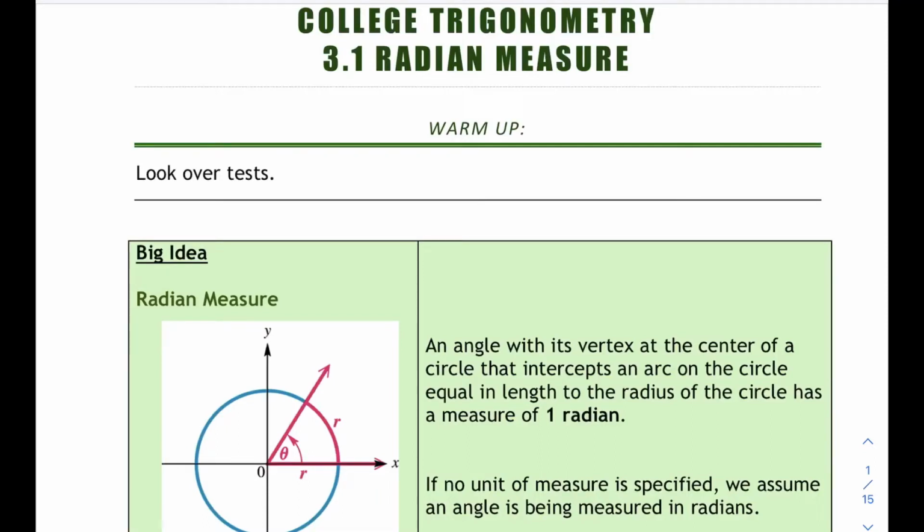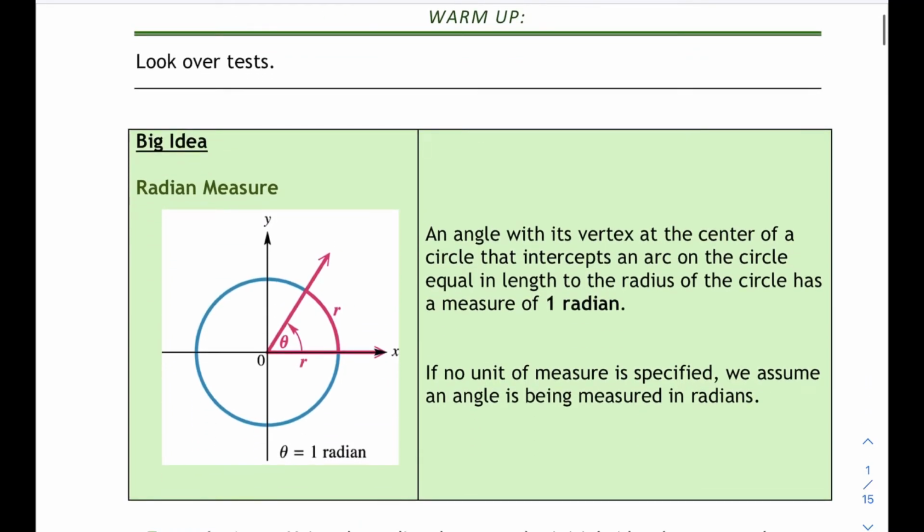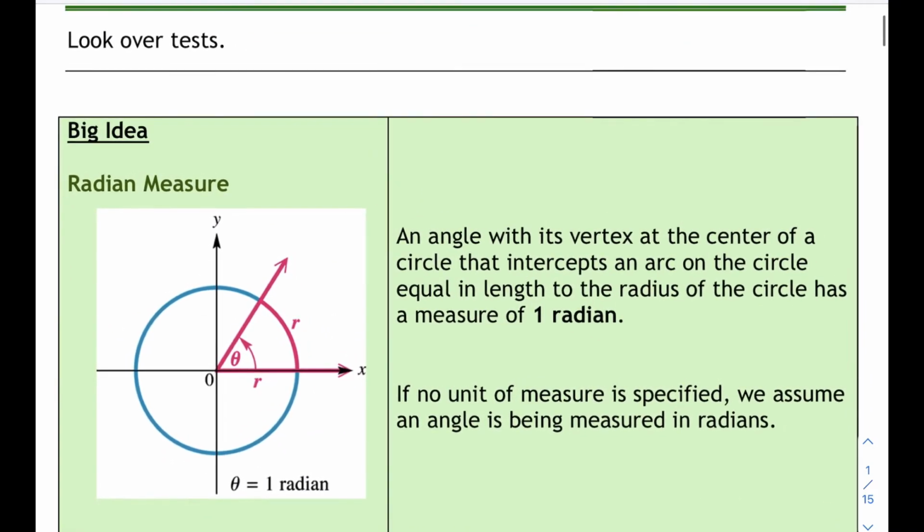Okay, so we are going to start looking at this alternative system of angle measure called Radian Measure, where instead of measuring angles in degrees, you're going to measure them in things called radians. So what is a radian? What's it equal to? What size is it?